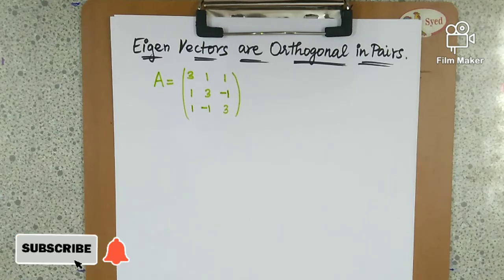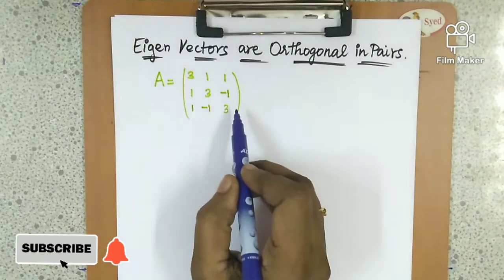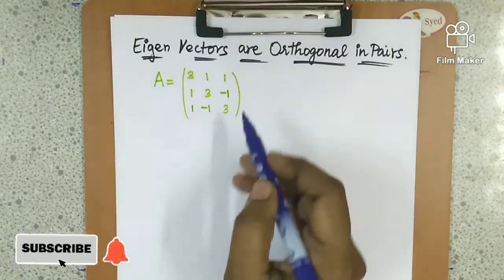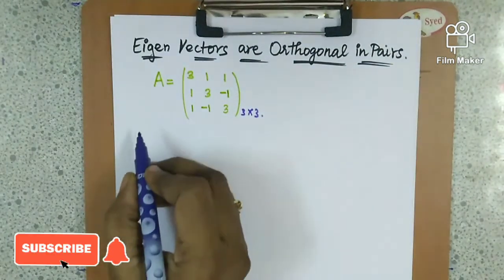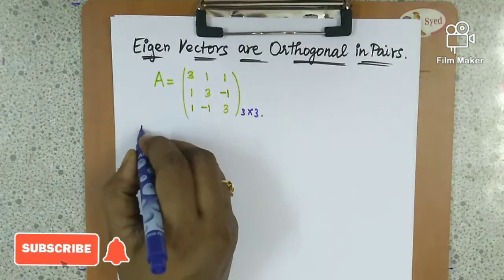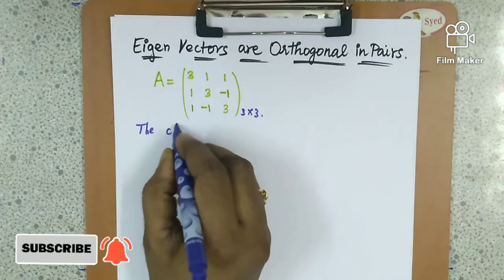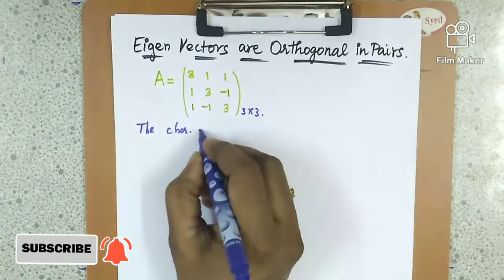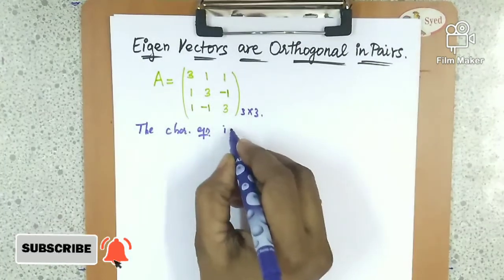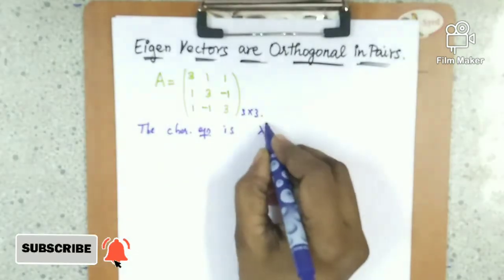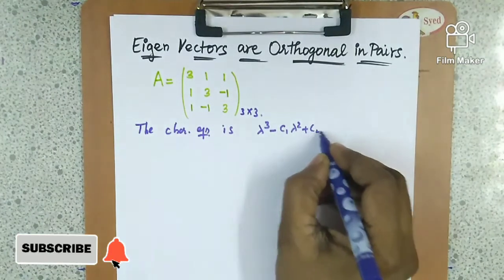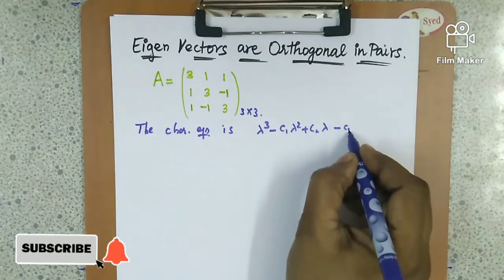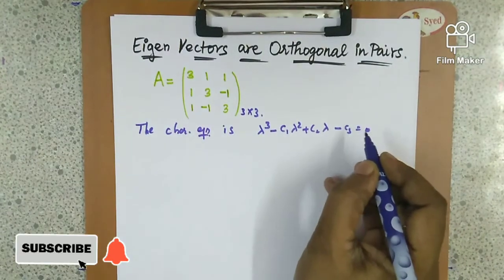For that, I have taken a matrix A equal to [3, 1, 1; 1, 3, -1; 1, -1, 3]. It's a 3 by 3 matrix. First, we need to find the characteristic equation. The characteristic equation is lambda cubed minus C1 lambda squared plus C2 lambda minus C3 equal to 0.